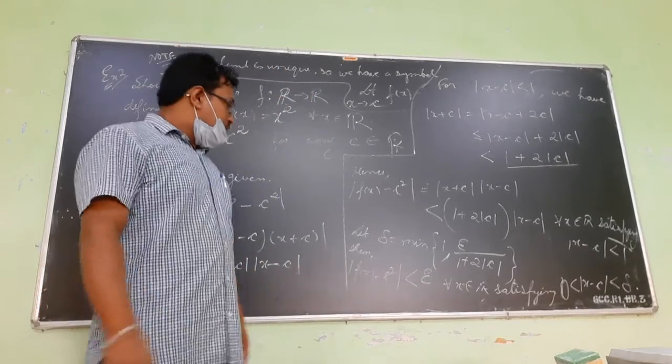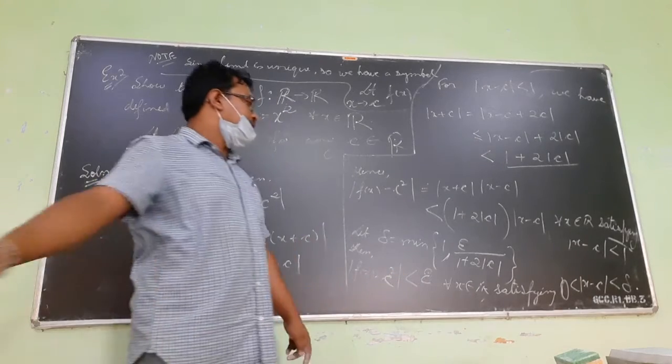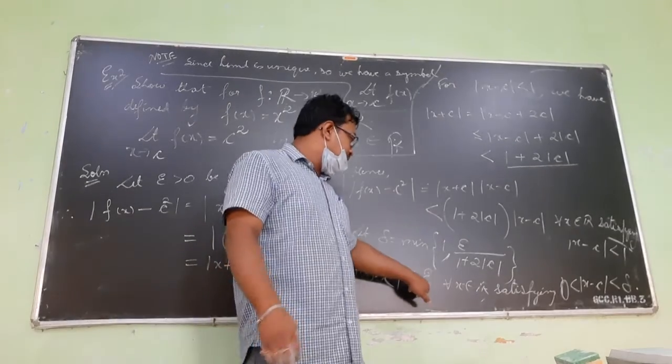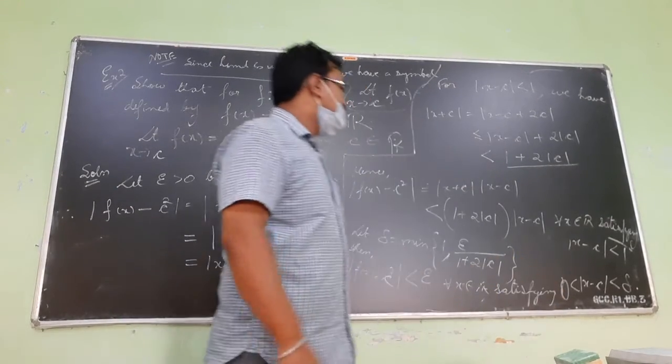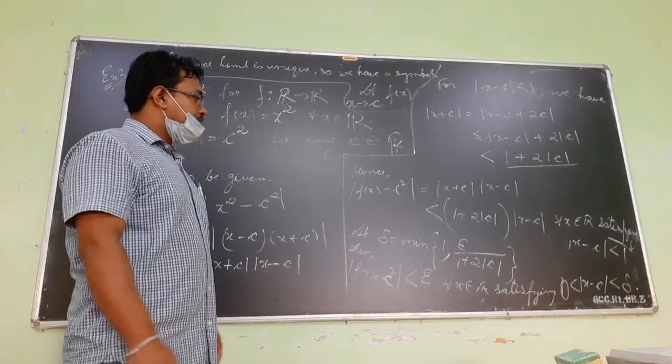In that case, this difference will be strictly less than epsilon. Mod of fx minus c square will be strictly less than epsilon for every x in R satisfying this condition: 0 less than mod of x minus c less than delta.